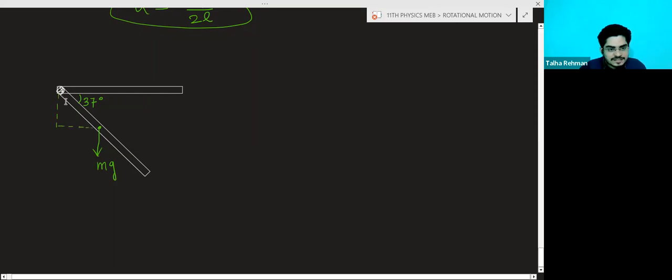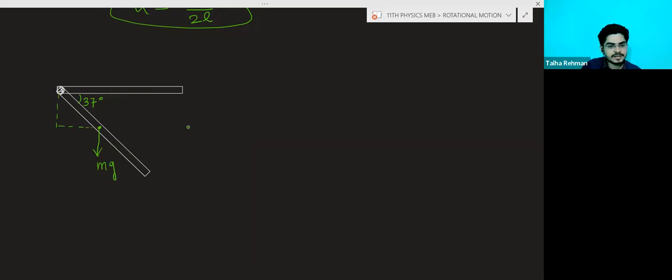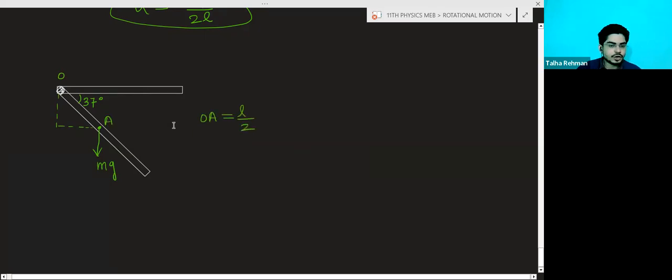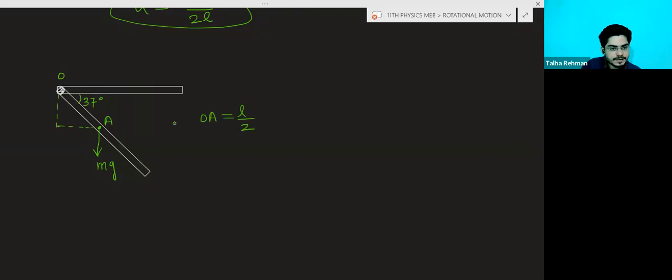Torque about this axis due to this mg will be mg into this perpendicular distance. Suppose this is O and this is A. So the OA distance is L by 2. Now you want to find this distance AB. So what will be AB?